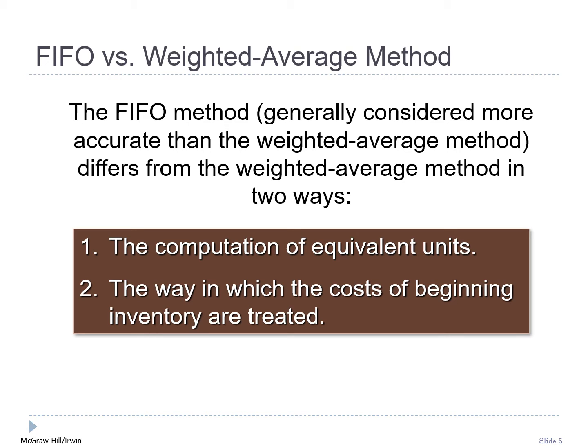If you remember how to compute the cost per EUP in weighted average, the prior period cost is added to the current period cost. So in effect, you average the cost per EUP. But when it comes to FIFO, no. The cost of beginning inventory, incurred last period, is identified only with the beginning inventory.